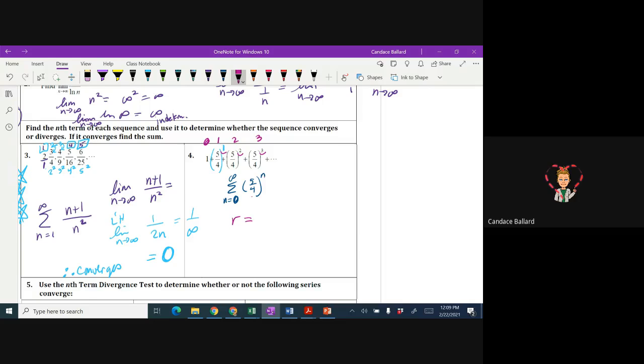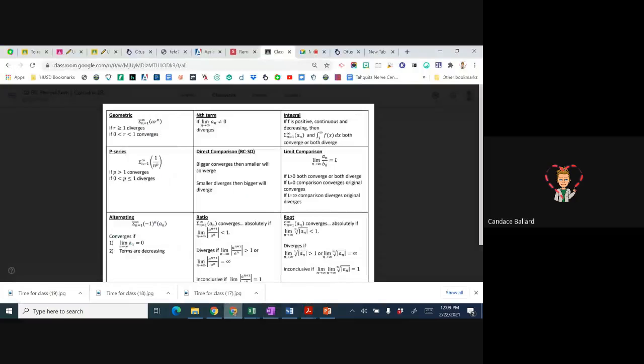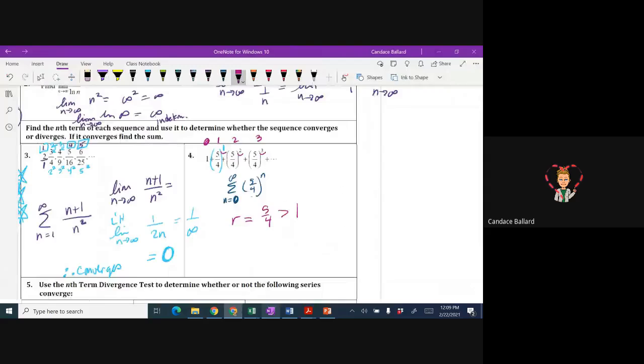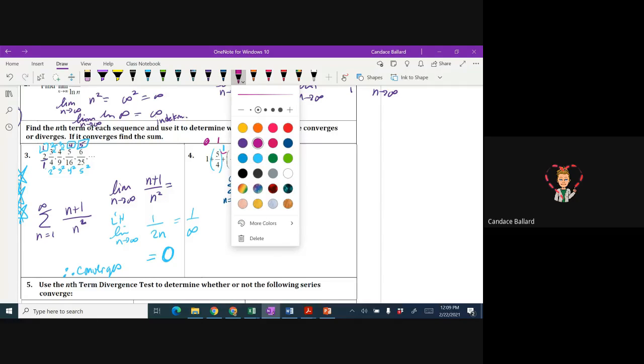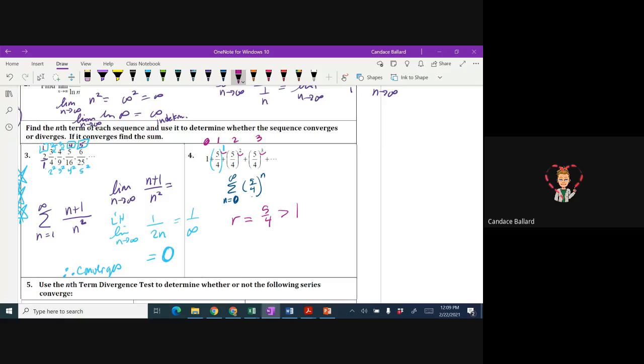Okay, 5/4. Perfect. All right, so R is equal to 5/4, which is bigger than 1. So again, I want you to go to your orange chart. You're going to look up your geometric series, and when R is greater than 1, does it converge or diverge? I want to make sure everybody knows where we're looking here. Okay, so therefore it diverges.